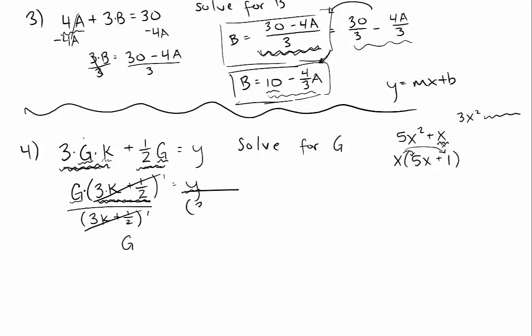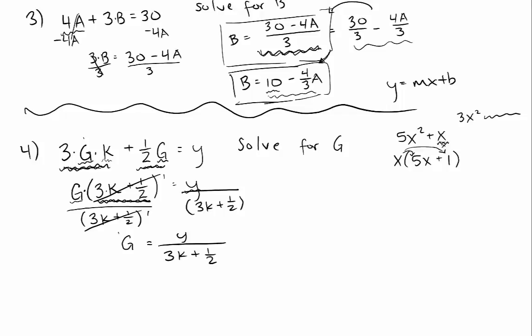So I'm going to divide by 3k plus 1/2. And this might not look pretty, but really g, when we solve for g, is equal to y divided by 3k plus 1/2. And if we look in the back, I mean, this is the answer. This is what they want.